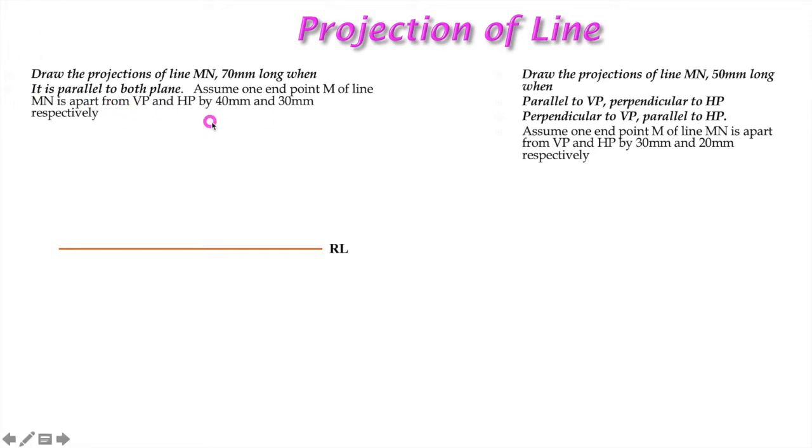With respect to VP and HP, the dimensions are given, meaning above HP what and in front of VP what is the distance, that is given. Now this is the HP and VP, and the drawing procedure step by step. 70 mm, parallel to HP and VP both. So when you are looking from the front, in VP you get the 70 mm length of the line.